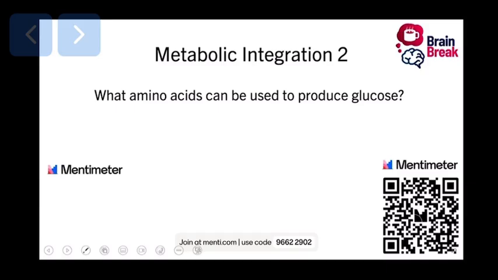Again, you don't necessarily need to know the structures of your amino acids, but I do want to pop them up and see if anybody can recall, maybe see that integration in terms of our 20 amino acids. Which ones do you think could be used to produce glucose? And what's really going to be their journey through the various pathways? All right, we've got lots of votes coming in for alanine, which is great because alanine definitely is one of the amino acids that can be used to generate glucose.